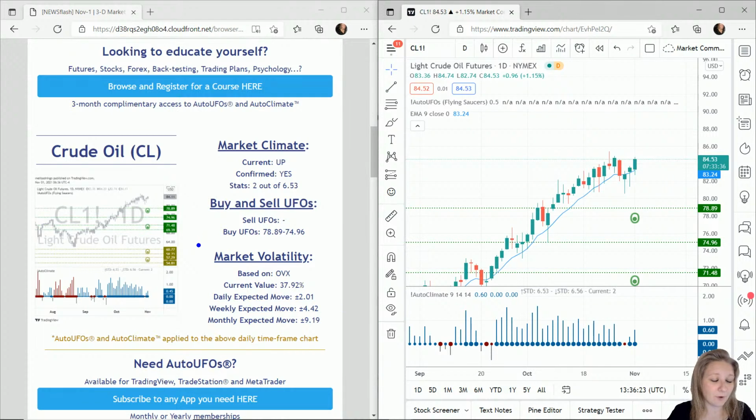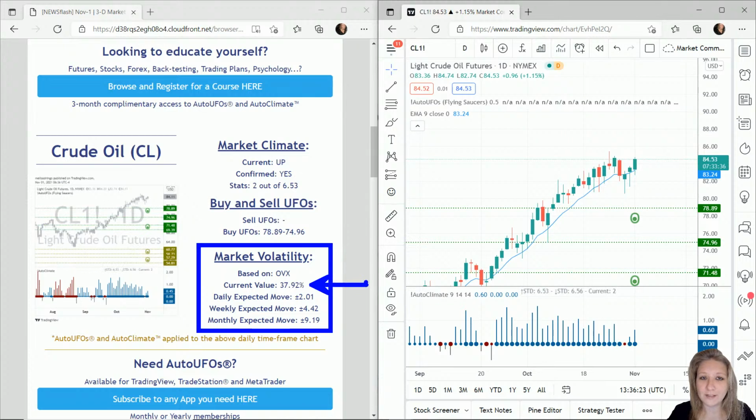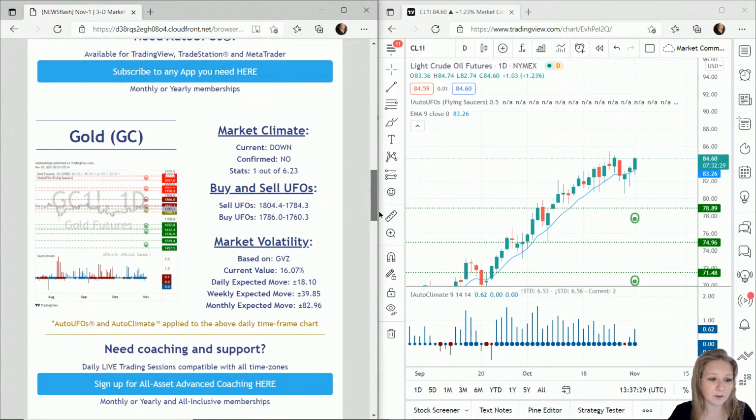In terms of volatility, we expect price to go up or down in 1 year by 37.92%. So in a day, that's 2.01 points up or down. In a week, 4.42 points up or down. And in a month, 9.19 points up or down. That's crude oil. Now the next market is gold.